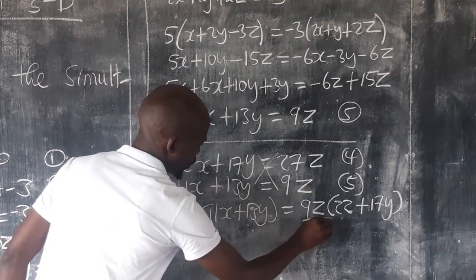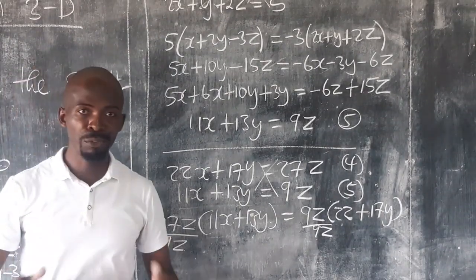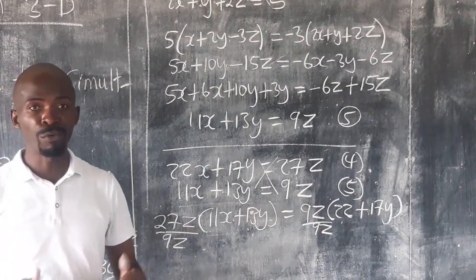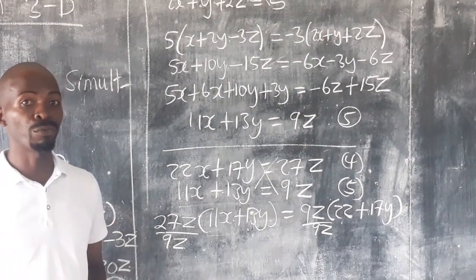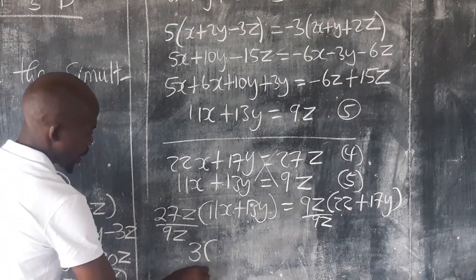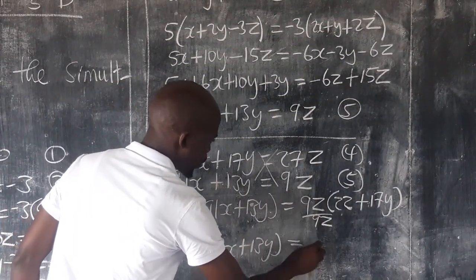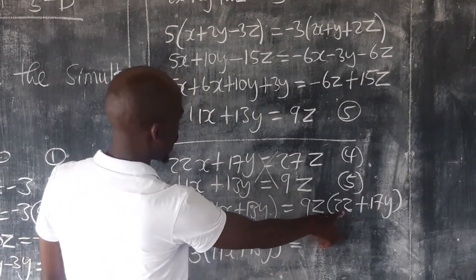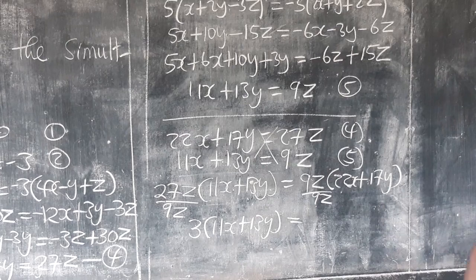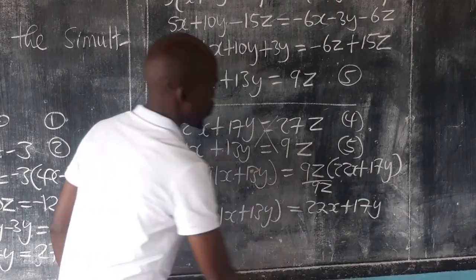So I'll divide by 9z on both sides. If only z was common outside the brackets, I would simply divide by z to remove the z first of all, so that we can remain with two variables, x and y. So this gives me 3, open brackets, 11x plus 13y equals, this gives me 1. So I'll simply have my 22x, I left an x here, my 22x plus 17y.